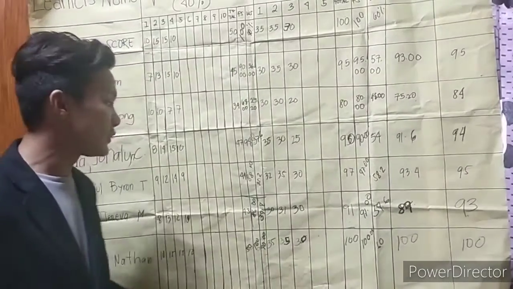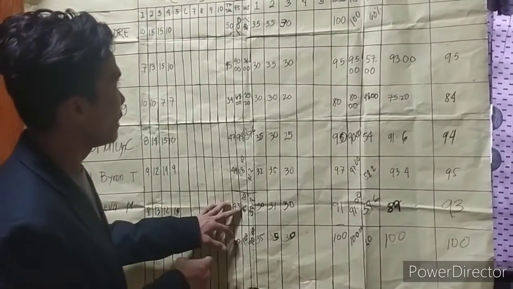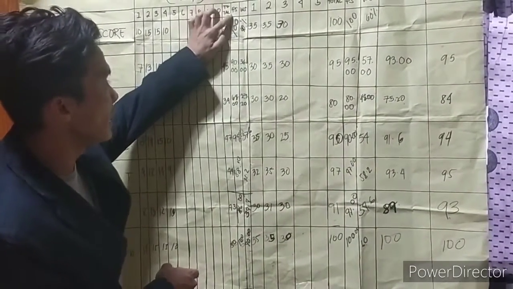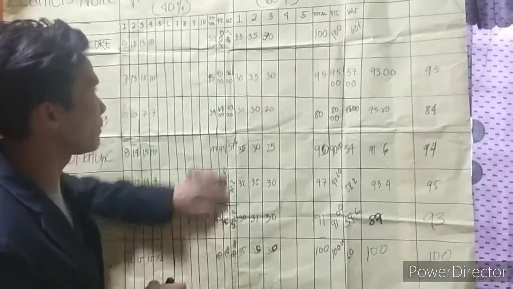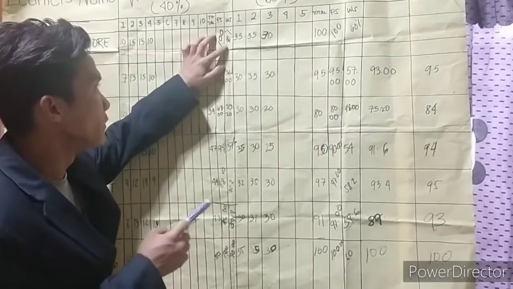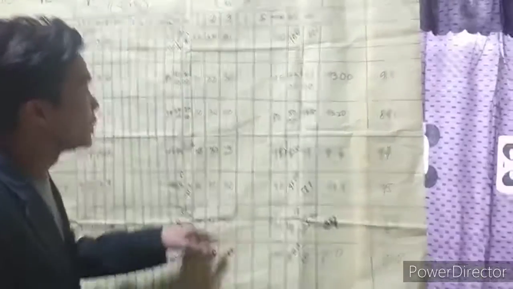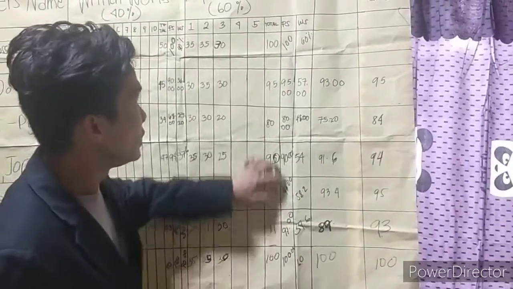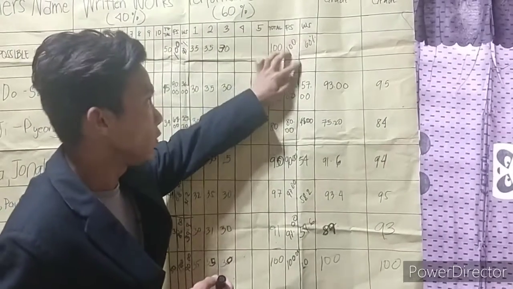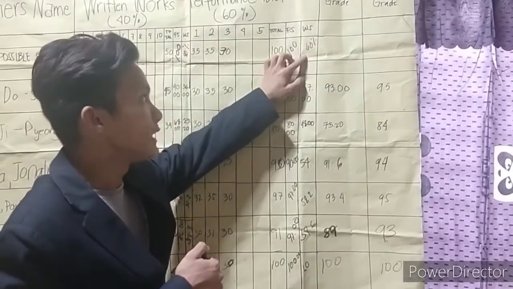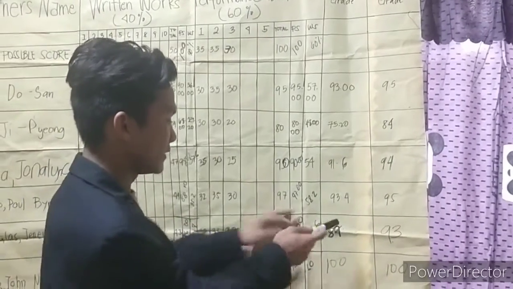And let's move on to the weighted score. For the weighted score of Geneva, she got 86.00 in percentage score, so it will be multiplied by 40% or 0.40. It equals 34.4. And for the performance task of Geneva, she got 91.00 in percentage score, and it will be multiplied by 60% or 0.60, which equals 54.6.